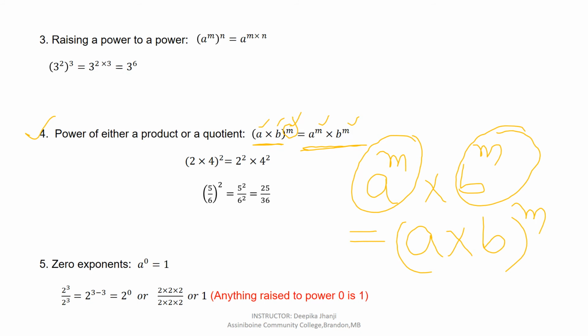Let's say you have one example, 2 times 4 whole square, right? I'm going to consider this example. Now what does it mean? It becomes 2 square. That exponent goes with this 2 as well as with this 4, 2 square times 4 square, right?